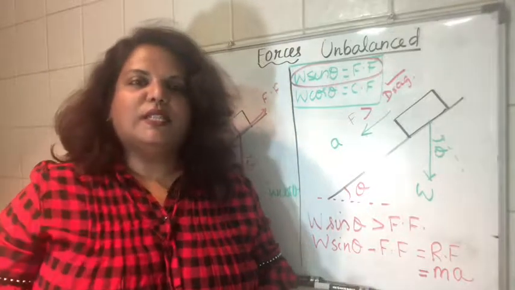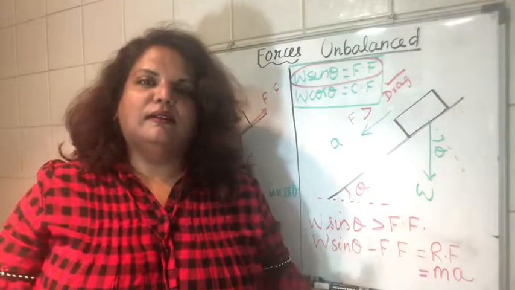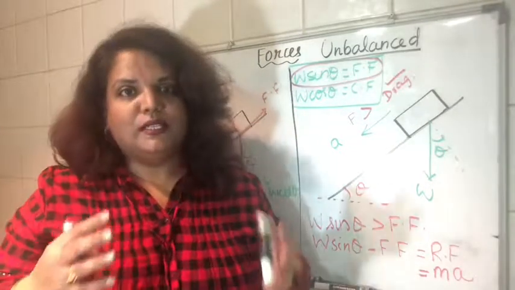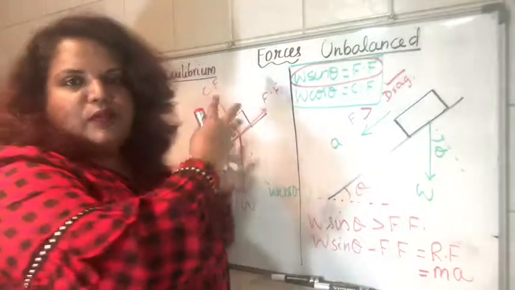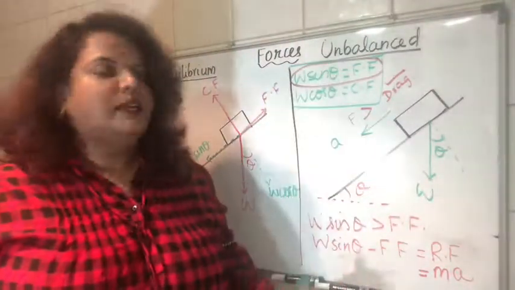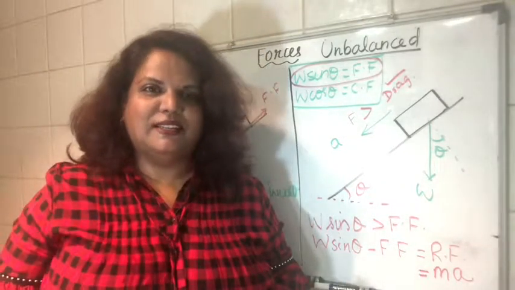Alright, so this is one such situation, an inclined plane, where you have to remember whether it's in equilibrium. That's the first point, whether it's in equilibrium or not. If it is in equilibrium, proceed with this type of calculation. If it is not in equilibrium, you have to proceed with this. I hope it's clear now.